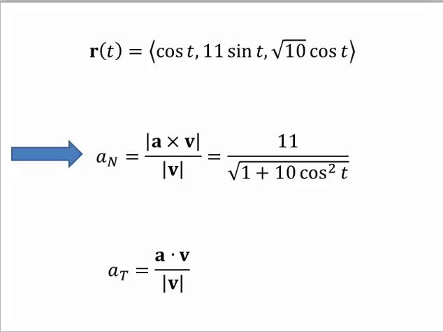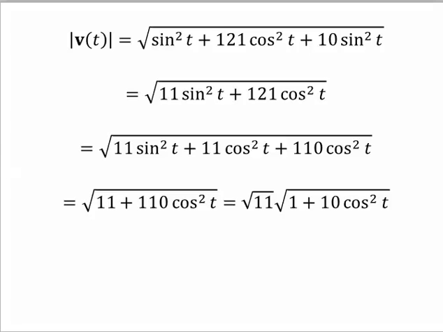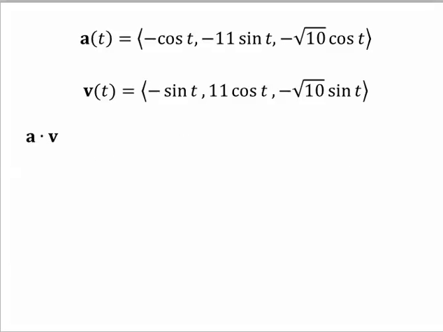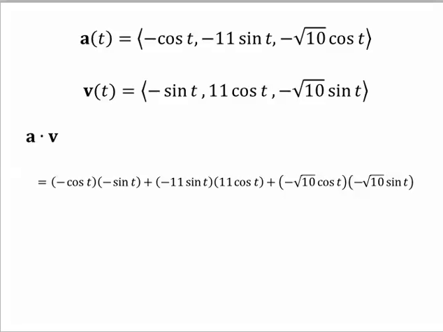Having found the normal component of acceleration, I then focus my attention on the tangential component. Now for the tangential component, I see that I need the magnitude of velocity, but I already found the magnitude of velocity, so I'm going to go ahead and just plug that in. And so it looks like all I need to do is find A dot V. I already found my acceleration and my velocity, and then the dot product is just multiplying component by component and adding it all up.